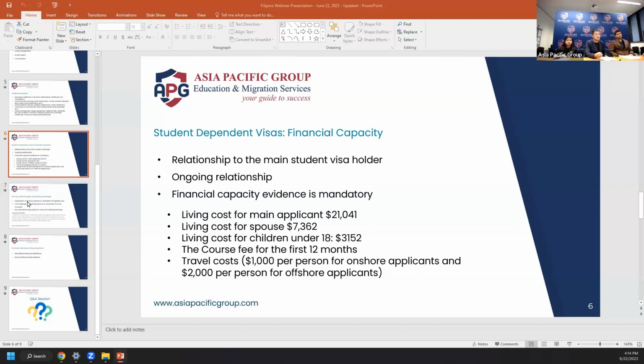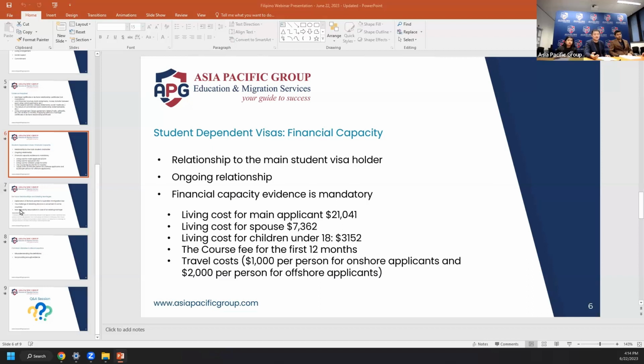And the calculation is as follows. The living cost of the main applicant is $21,000, sorry, Australian dollars, and the living cost of the spouse is $7,362. The living cost of the children is $3,152 per person. And you also have to cover the course fee for the first 12 months.